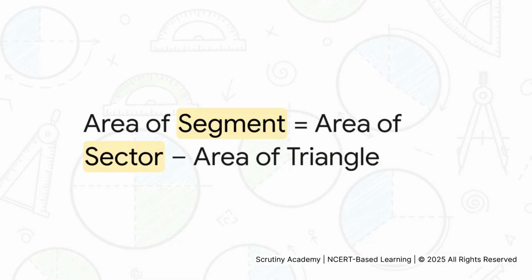To find the area of that crusty segment, you first find the area of the entire sector, the whole slice, and then you just subtract the area of the triangle inside of it. What's left over is the segment. It's such a simple, beautiful piece of logic.